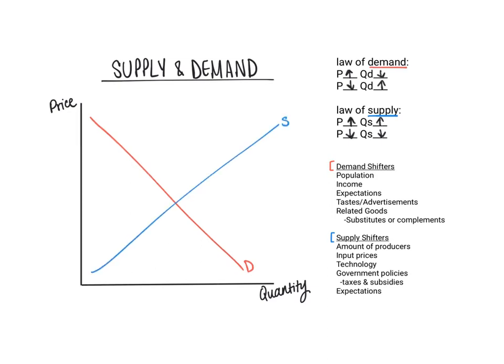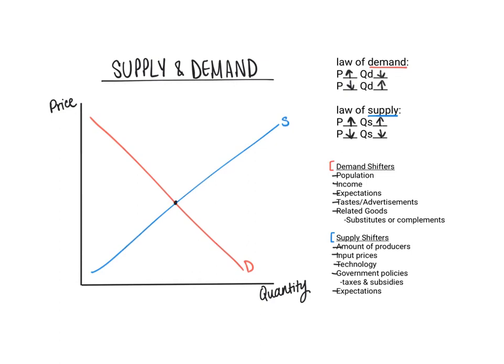There are a few factors that can shift the entire demand curve. These include a change in population or income, expectations, tastes in advertisements, or related goods. In the case of related goods, they can move the demand curve in a certain direction depending on whether they're substitutes or complements. There are also shifters of supply. The amount of producers, input prices, technology, government policies like taxes and subsidies, and expectations all determine where the supply curve lies on the graph.